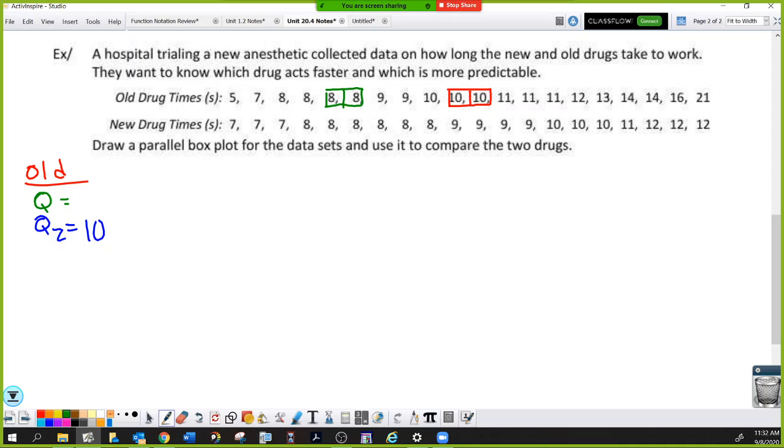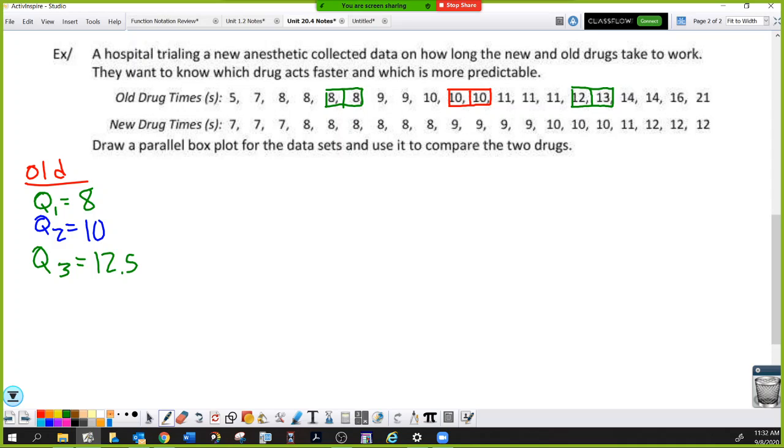So it's 8. That makes life easy. And our Q3, halfway between the 5th and 6th term here, is 12 and a half. We are not going to look for outliers here. Not really important because the question wants to know which one acts faster and which one acts more predictably.